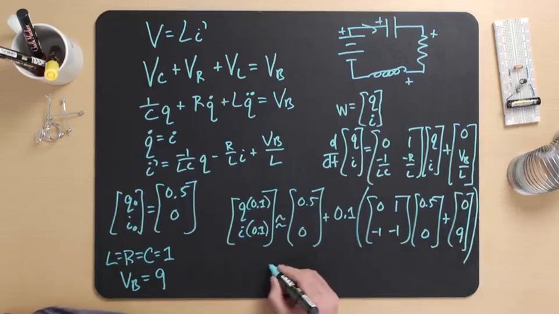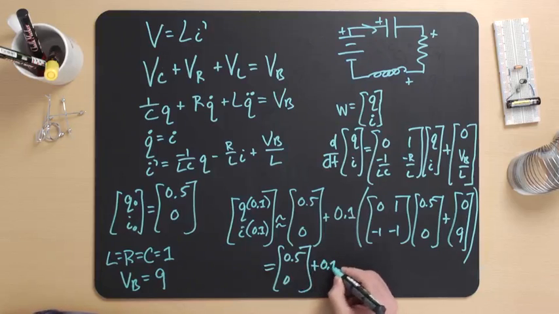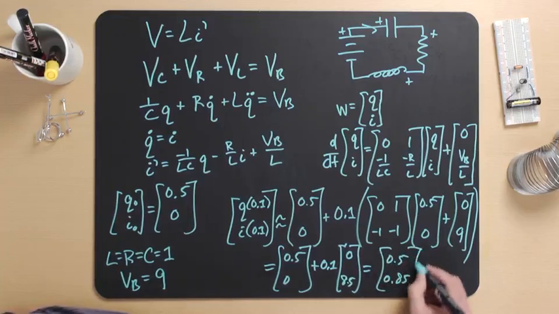Now, that is equal to the vector 0.5, 0 plus 0.1 times the vector 0, 8.5, which is equal to 0.5 and 0.85.